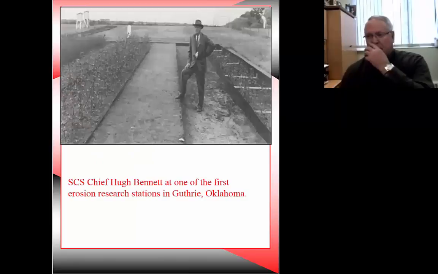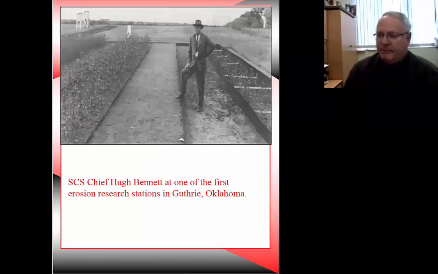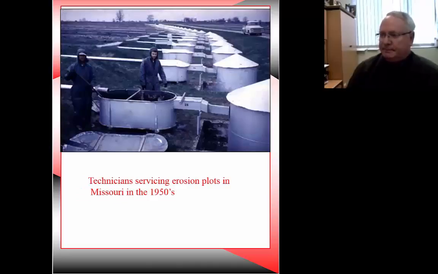So what I have shown here is a picture of the first Soil Conservation Service chief, Hugh Bennett, and this is at one of the research stations established during the 1930s. This particular station was in Guthrie, Oklahoma. You can see a series of runoff plots located there. And so what Mark and I did was go back and collect some of this historic data and then use it for some of our calculations.